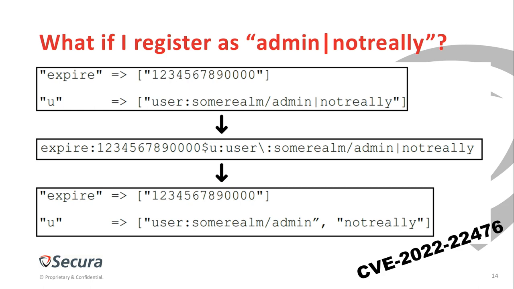Well, you log in. The server will put this into an internal data structure, so far so good, where the user value contains your user bar, not really. Then it will bake a token for you. And because there's no backslashes in front of the bar characters, it does not get escaped properly. So whenever you then deserialize the token again, it looks like the whole username with the admin username and the not really part are two different values for the user key.